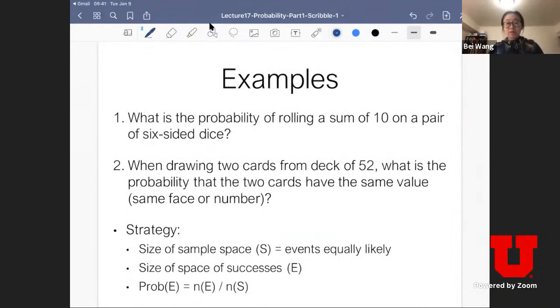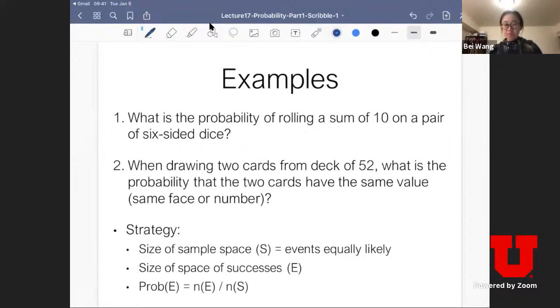What is the probability of rolling a sum of 10 on a pair of 6-sided dice? That's the first question. The second question is, when drawing 2 cards from a deck of 52, so this is a deck of poker cards, so there's 52, and there's 4 patterns. What is the probability that 2 cards have the same value, either the same face or same number? Same face meaning that both of the cards are, say, king or queen, or they are of the same number.